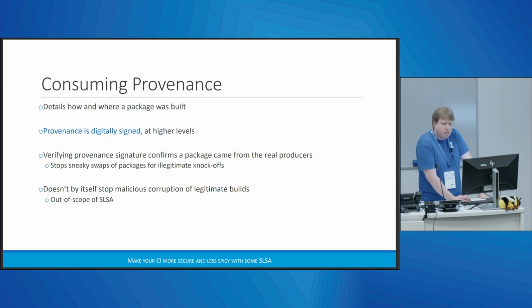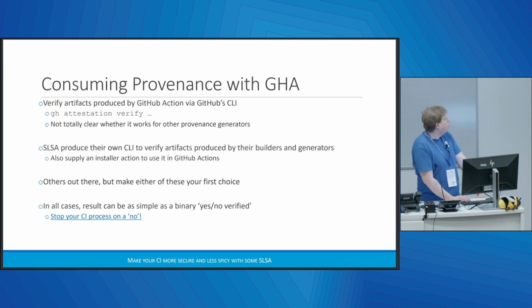And yeah, so that whole mucking about with legitimate builds is just not currently in scope of SLSA. And so to consume provenance, they don't actually have a GitHub action directly. They have a CLI command for the GitHub command line interface, which, shockingly enough, you can use from inside GitHub Actions, which I've done to make sure that this actually works.